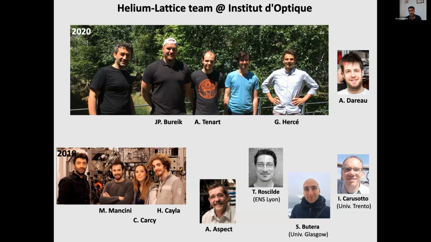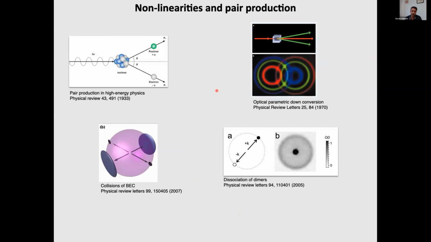So I will be talking about pairs, and I would like first to remind you that there are many ways of producing pairs, ranging from high energy physics with positron electrons or parametric down conversion in quantum optics, and closer to cold atom physics, during the collision of two BECs, where you have the scattering halo of S-wave scattering with two atoms at opposite positions on the halo which are correlated in momentum. Another example is dissociation of a diatomic molecule.